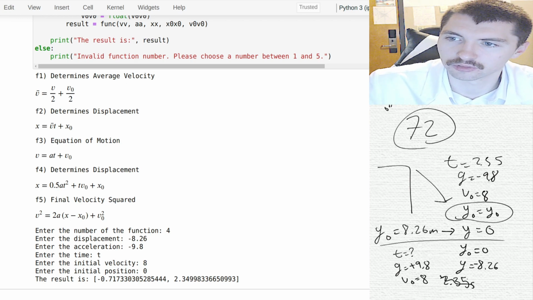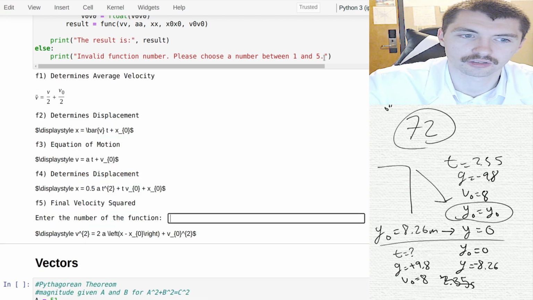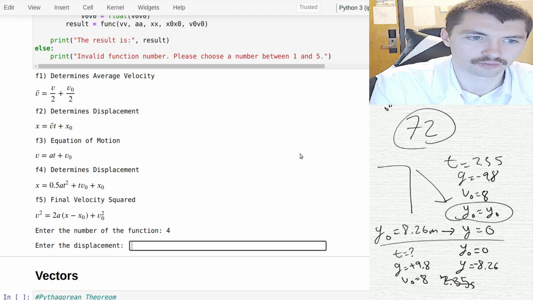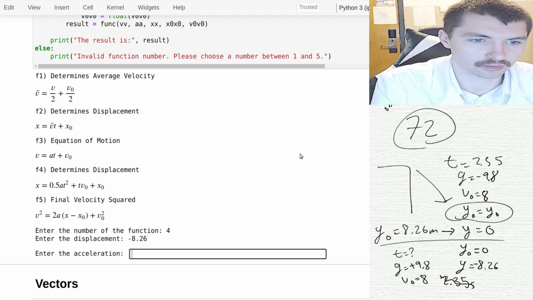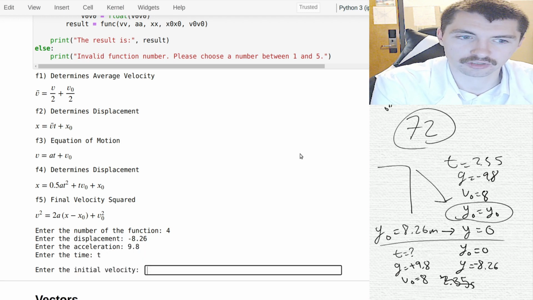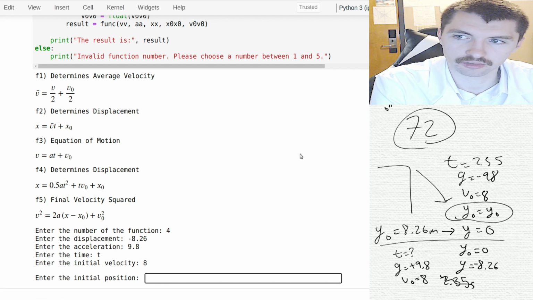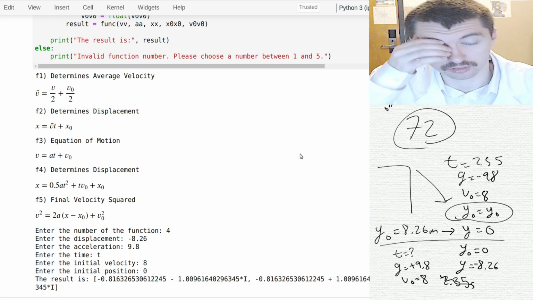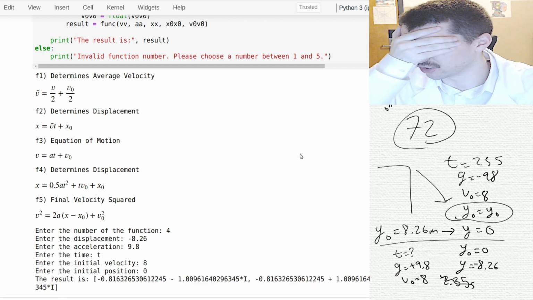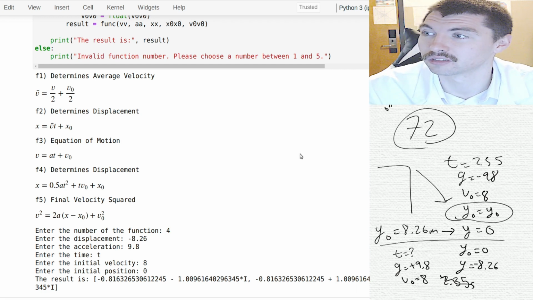So I'm going to do displacement is negative 8.26, 9.8 times t, 8, 0. We're getting a complex number. It's kind of annoying.